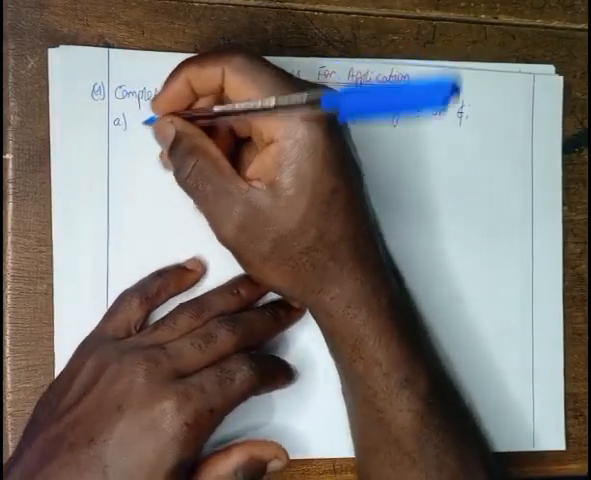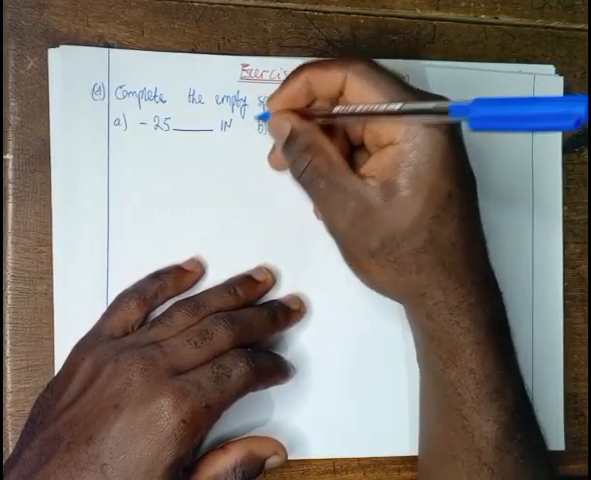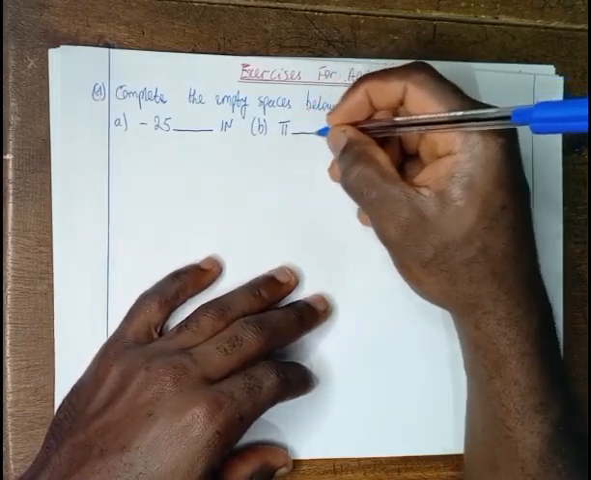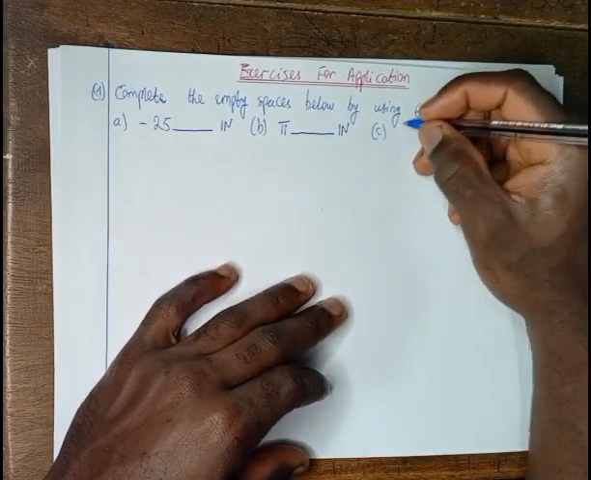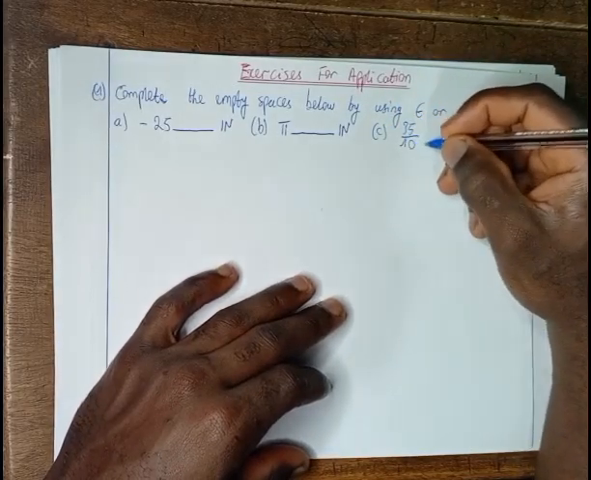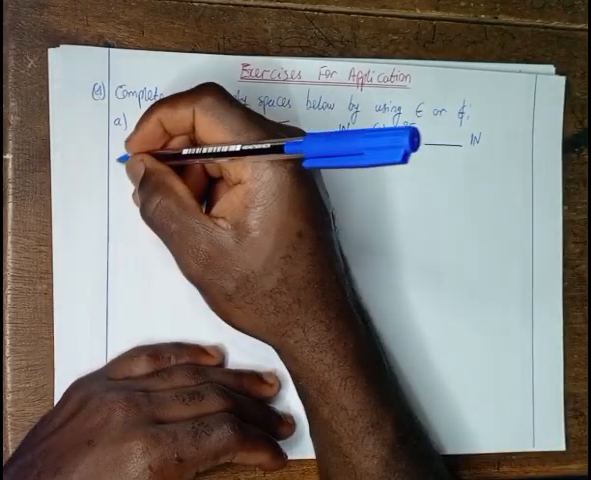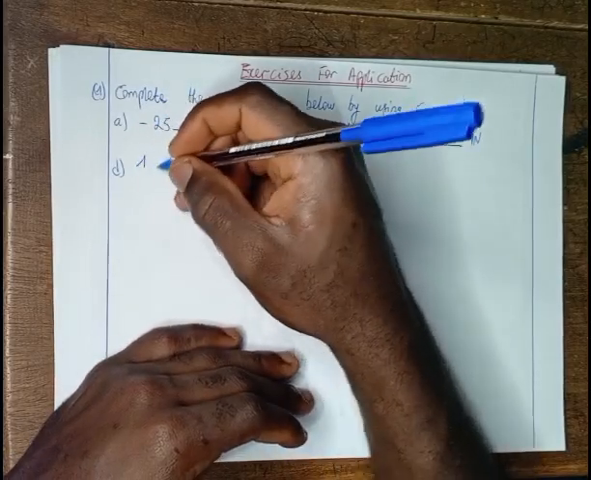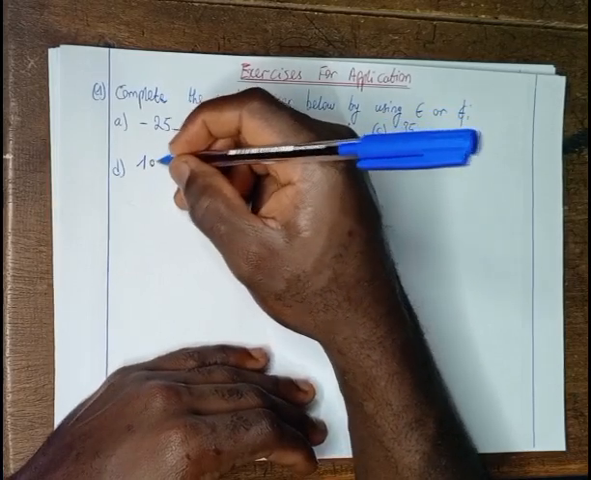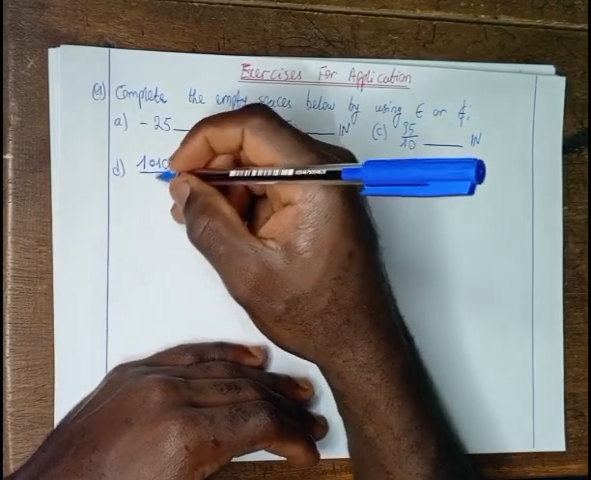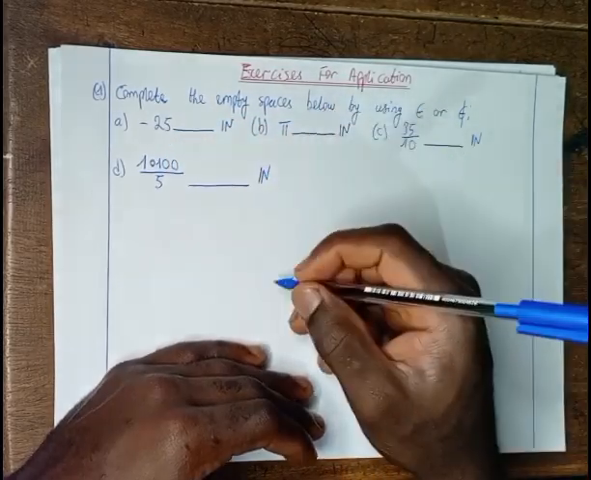The first question, A, negative 25, empty space, set of natural numbers. B, pi, empty space, the set of natural numbers. C, 35 all over 10, empty space, set of natural numbers. D, we have 10,100 over 5, the empty space, the set of natural numbers.